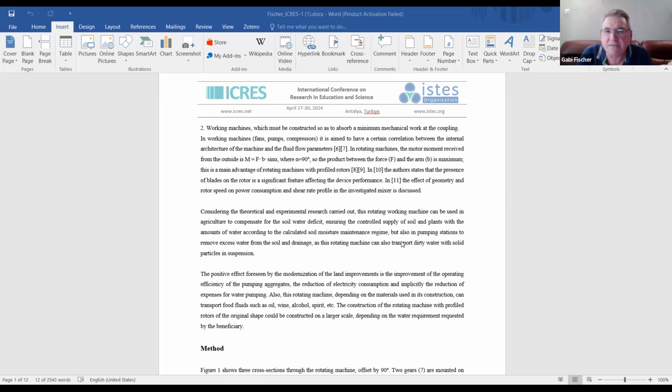As shown in the pictures, we state that the presence of blades on the rotor is a significant feature affecting the device performance. The effect of geometry, as I showed before, and rotor speed on power consumption and shear rate profile in the investigated mixer is discussed.